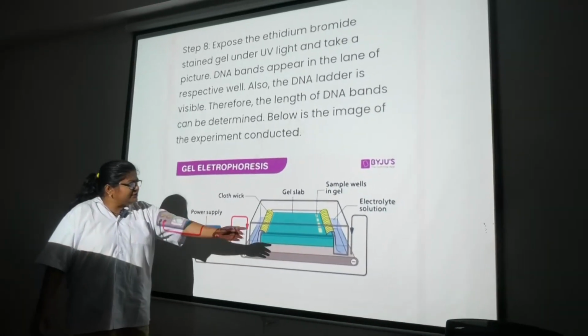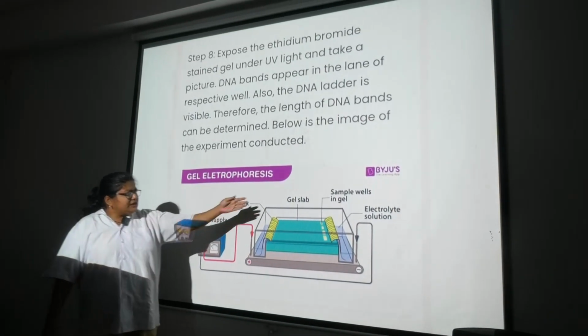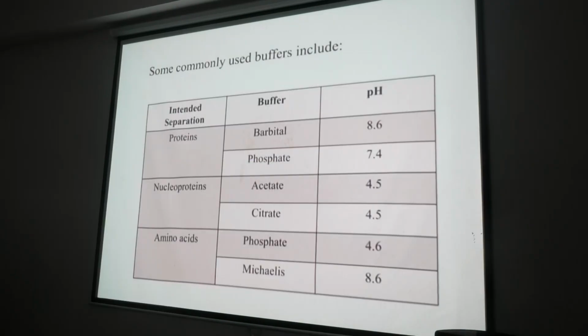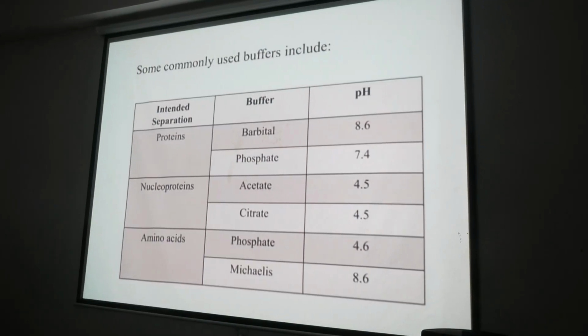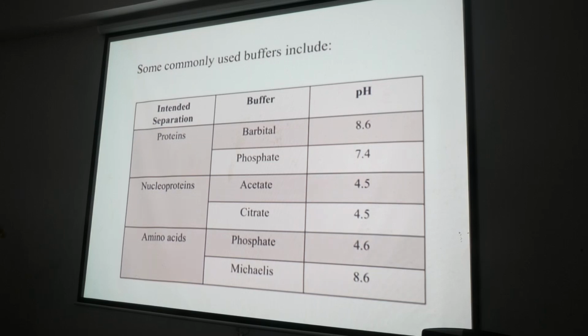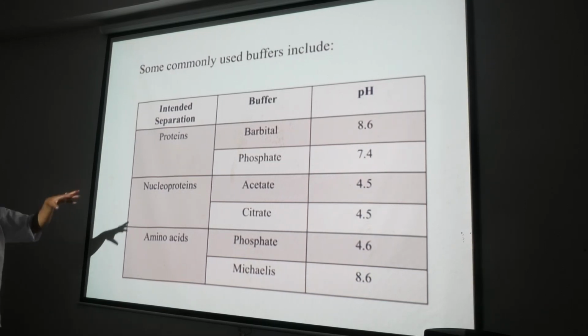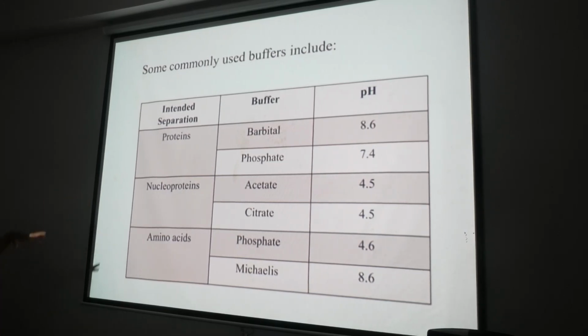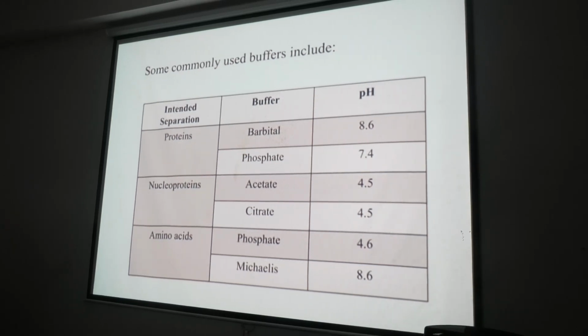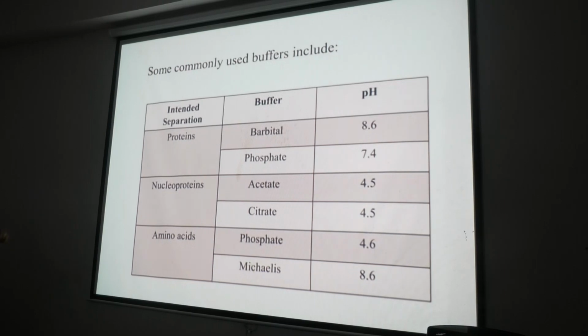It is the positive end, it is the negative end. Here is the sample application. The buffer solution for proteins will be barbital and phosphate. For nucleoproteins, the buffer will be acetate buffer and citrate. For amino acids, it will be phosphate veronal and Michaelis.